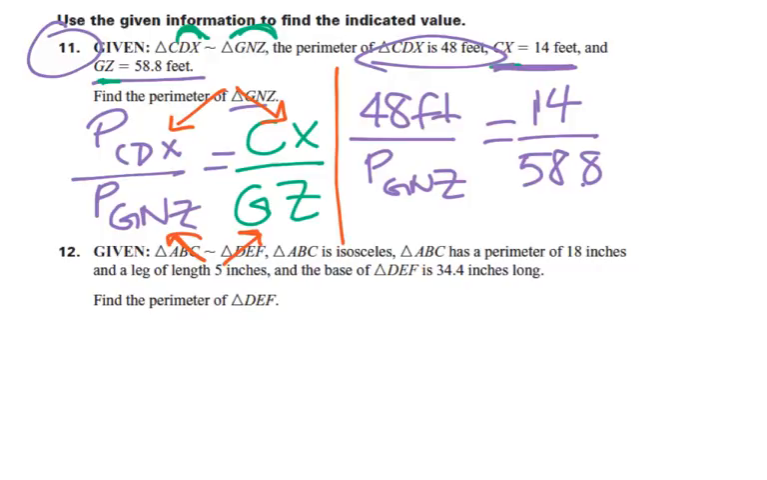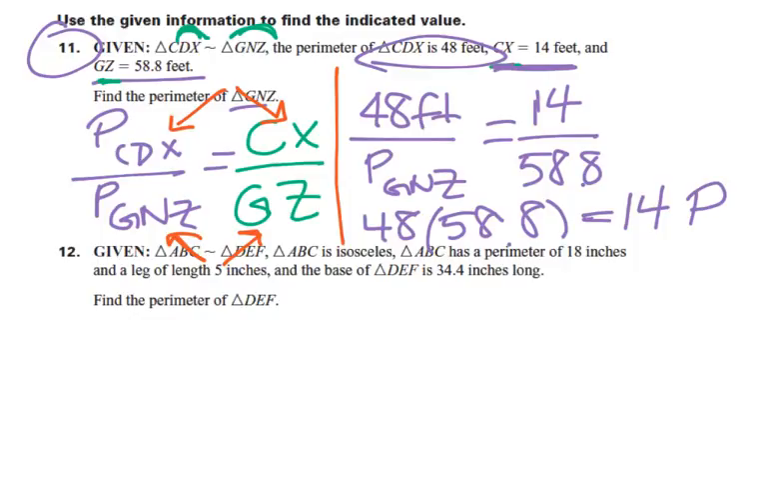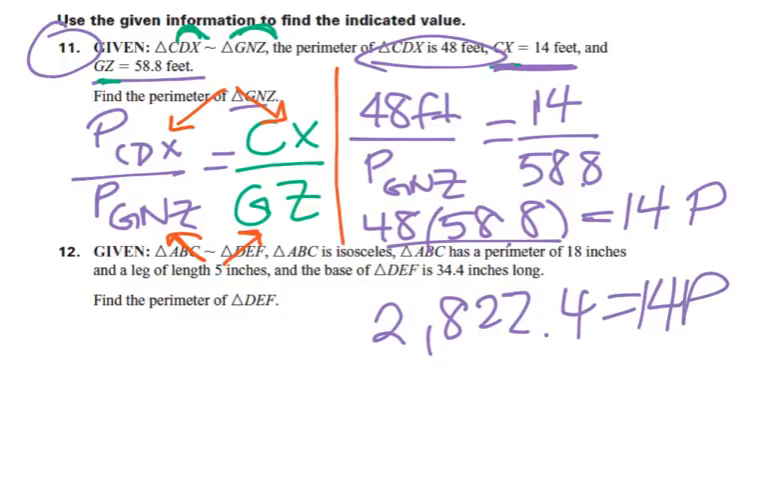Now we're ready to cross multiply. If I cross multiply, 48 times 58.8 equals 14 times, I'm going to just abbreviate to perimeter, but we know that's still the perimeter of GNZ. Then I can actually multiply this out, and I get 2,822.4 equals 14p. Now this obviously would be a calculator problem. You do not need to do this math mentally.